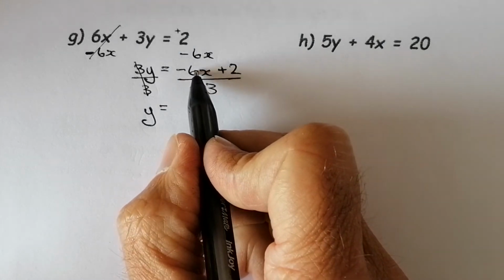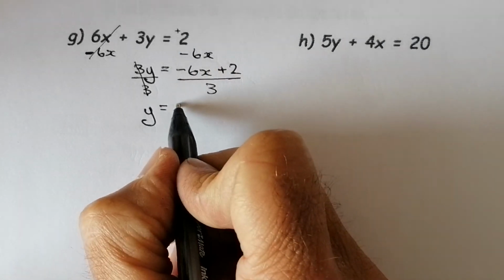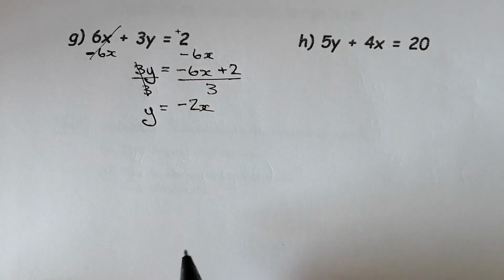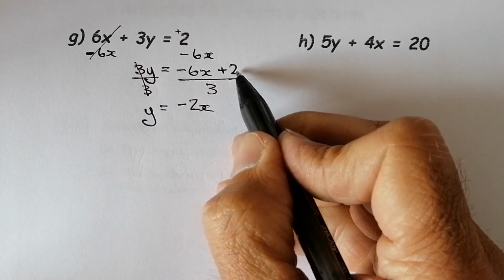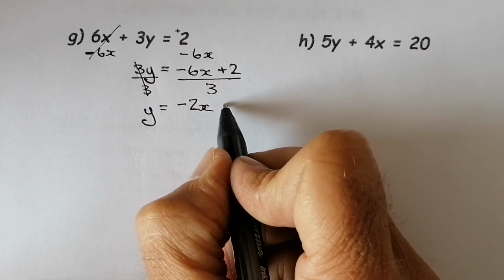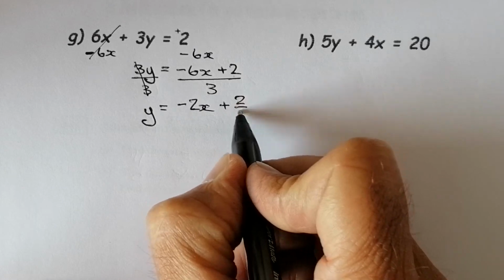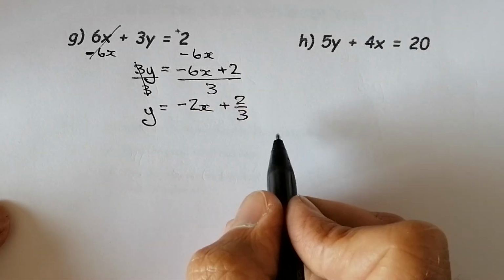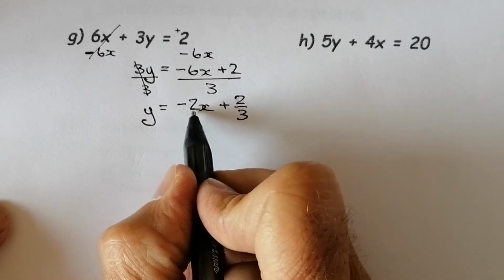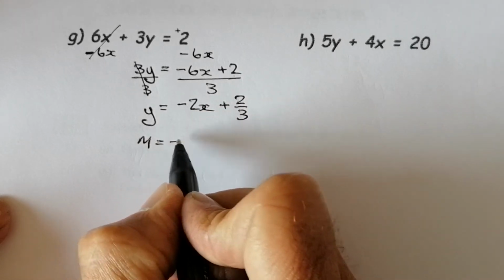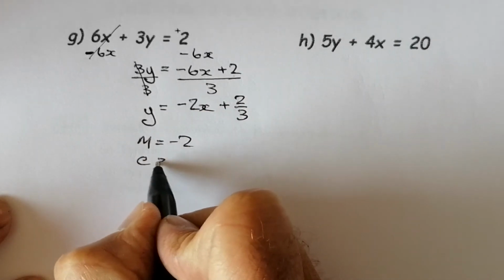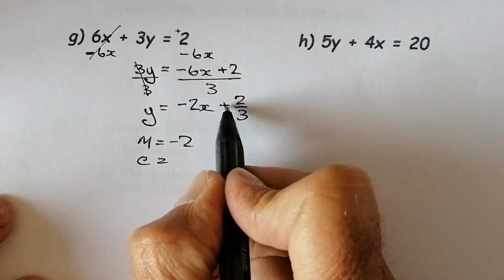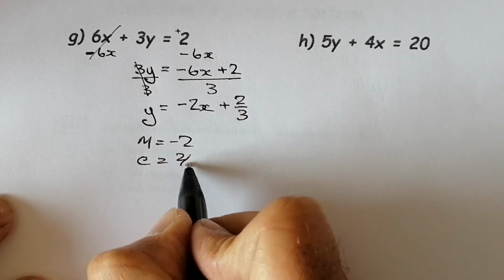So 3 divided into the -6 is going to give me a -2, so it's a -2x. And 3 divided into 2, well, that's just going to give me a fraction, and I'm just going to write it as that because I can't simplify that down any further. So I can see what I've got here. I've got my m value sitting there, so m is equal to -2, and my c value just sitting straight there, okay, it's a positive, so it's going to be 2 over 3.